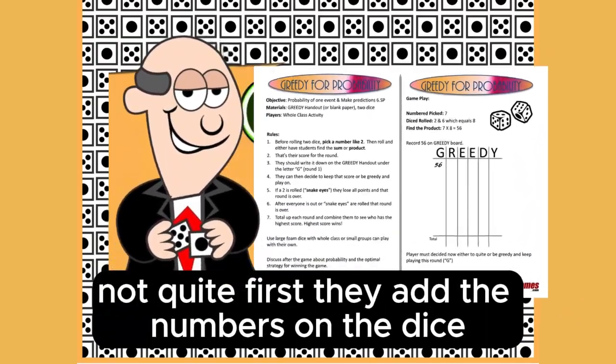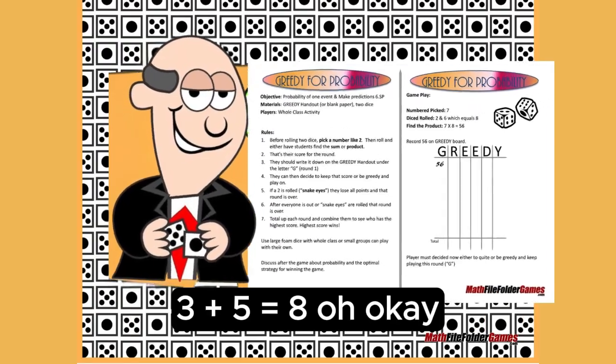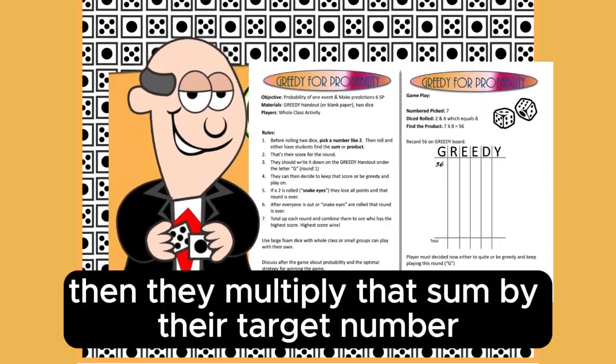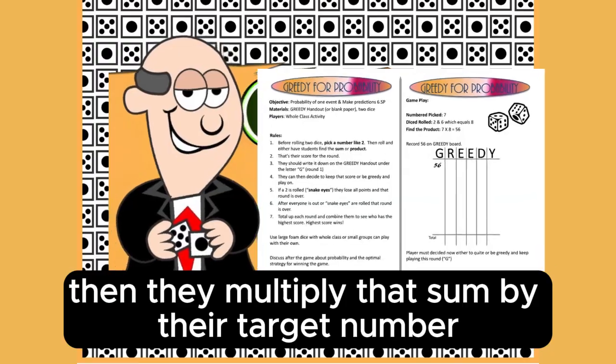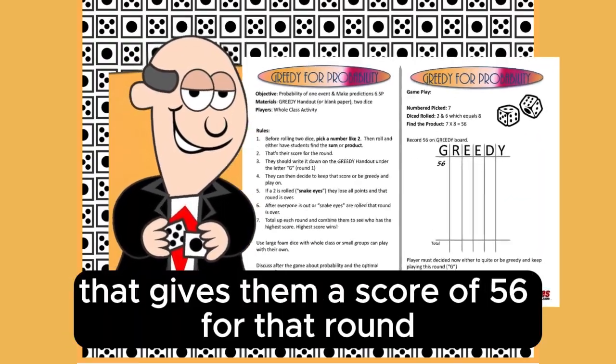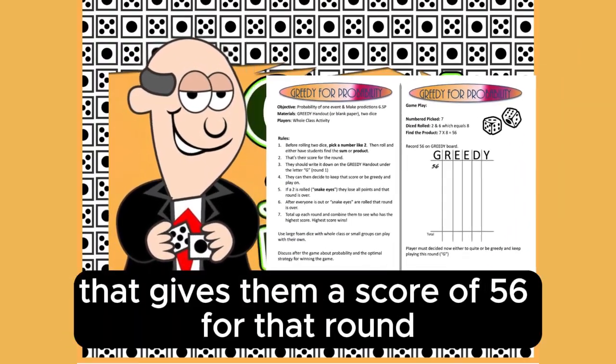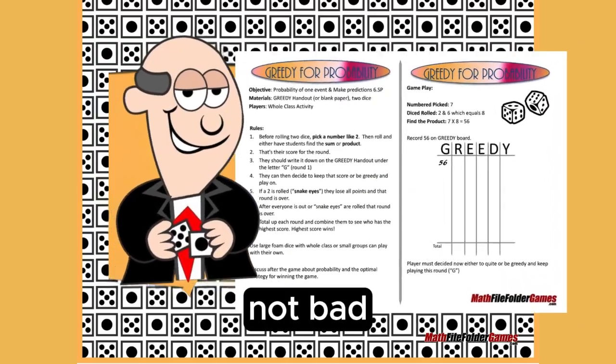Not quite. First, they add the numbers on the dice. 3 plus 5 equals 8. Oh, okay. Then they multiply that sum by their target number. So 8 times 7. You got it. That gives them a score of 56 for that round. Wow, 56 points. Not bad.